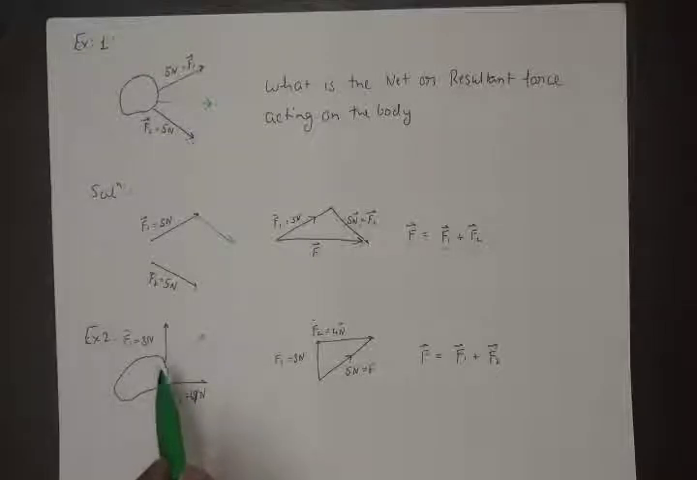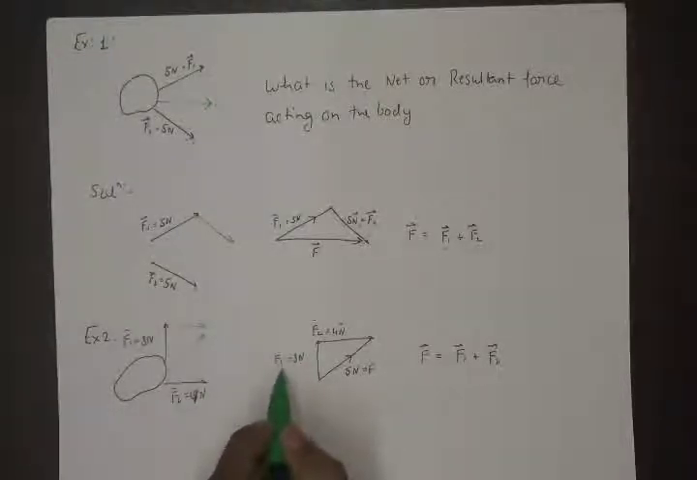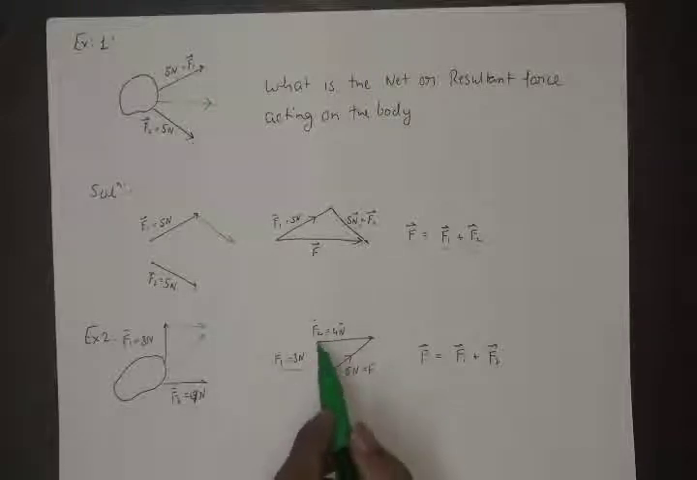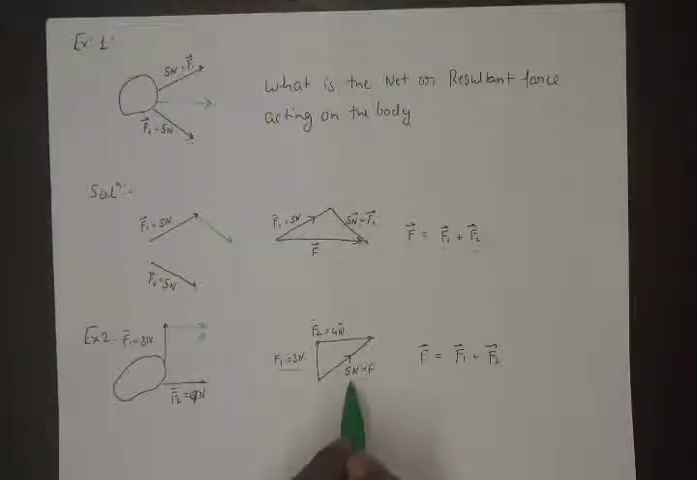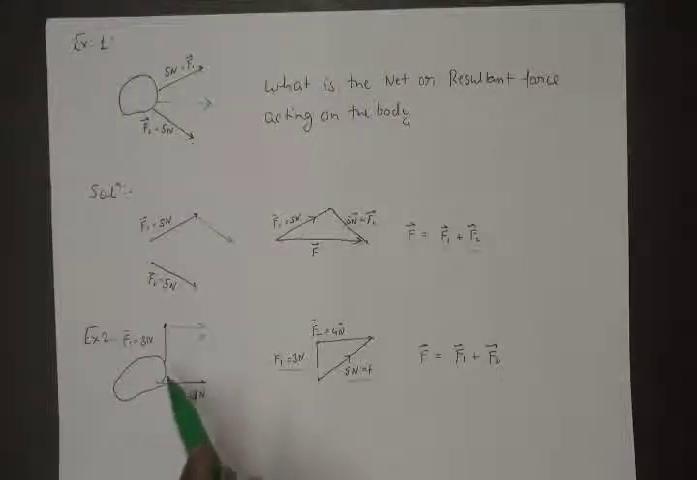What do we have to do? We have to take the tail of one vector and keep it on the head of another vector. This is the 3 Newton force, and on it a 4 Newton force with its tail is kept on the head of the 3 Newton force. The third side of the triangle represents the sum of these two vectors, which we know will be equal to 5 Newton. Thus, the resultant of these two forces will be a 5 Newton force acting in this direction.